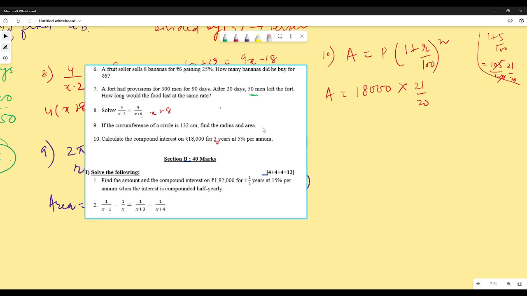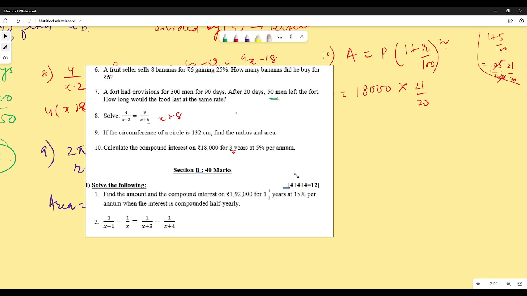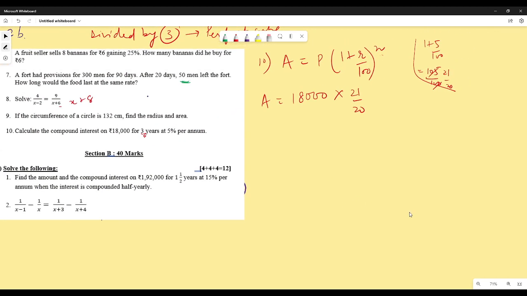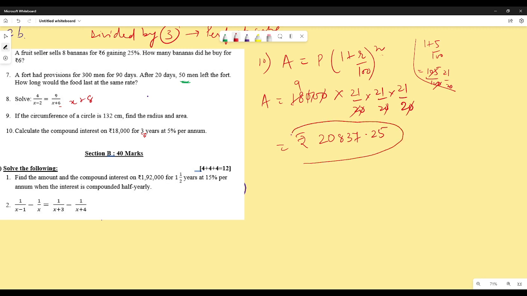So the time here is 3 years. So we are going to multiply it 3 times. 21 by 20, 21 by 20, 21 by 20, and the zeros cancel out. Then when you do the calculations, the answer that you are going to get is rupees 20837.25. So this will be your answer.